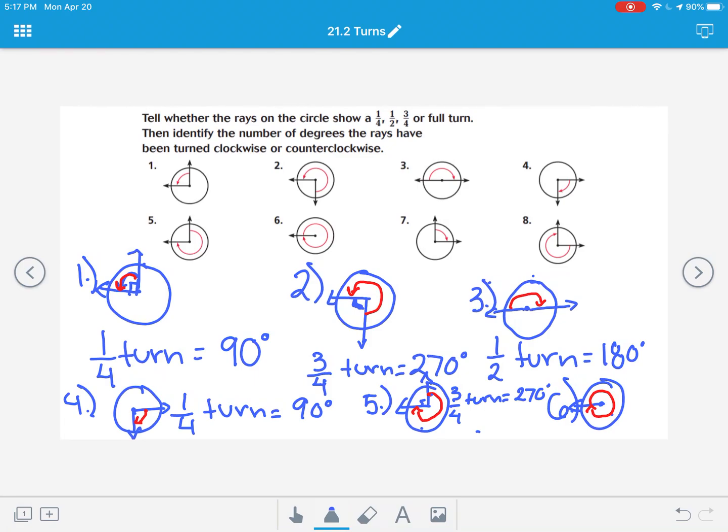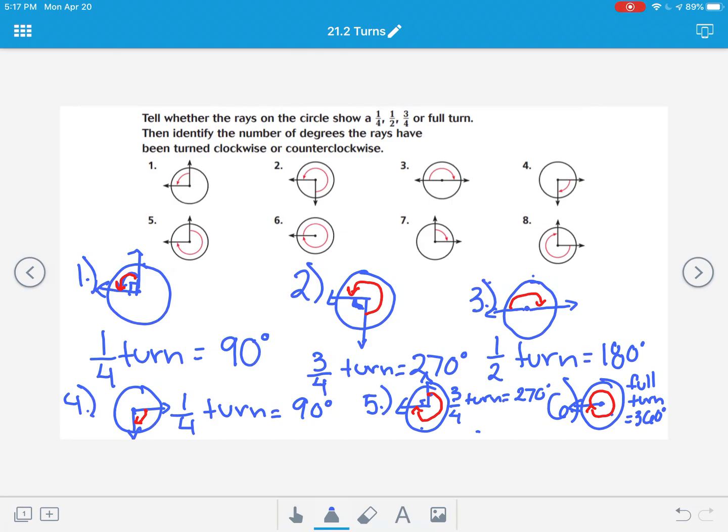All right, number 6 is a little bit different. This is our first one quite like this. It appears only one ray pointing out, but it's actually 2 stacked on top of each other, starting on one side, going all the way over to the other side. That is a full circle turn, so I'll write full turn. And a full turn around a circle equals 360 degrees.